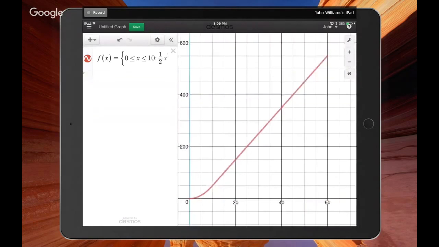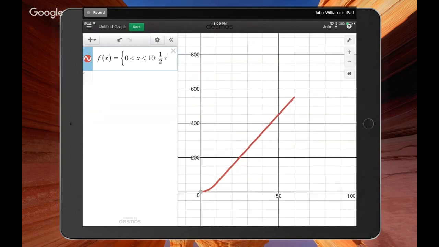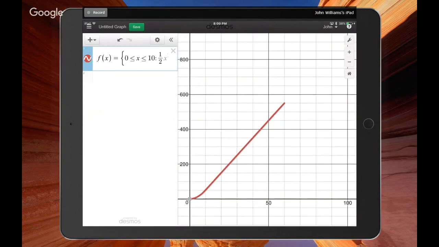So there it is. Here's the parabola. You can see it's curved along this section. And then you can see, after the first 10 seconds, this is curved. But then after those 10 seconds, we've got a linear section. And now I've got up to 60 graphed, so that ends there.